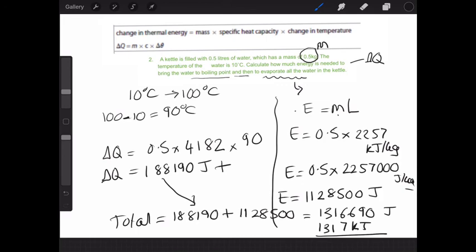1,317 kilojoules of energy in total to take half a kilogram of water that's at 10 degrees, heat it all the way up to its boiling point, and then evaporate it all away, turning it all from a liquid into a gas. I hope that wasn't too waffly. You'll have to let me know if it was, and I'll try and do that one again.